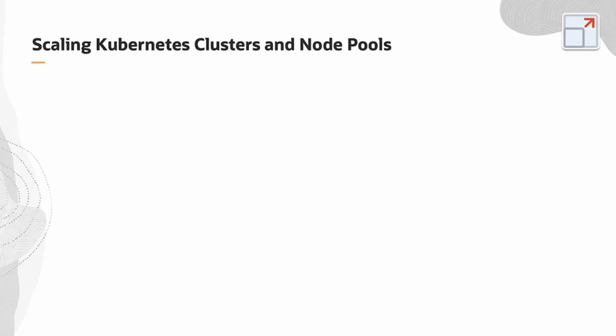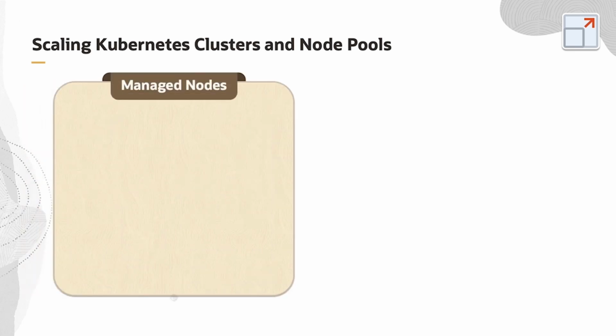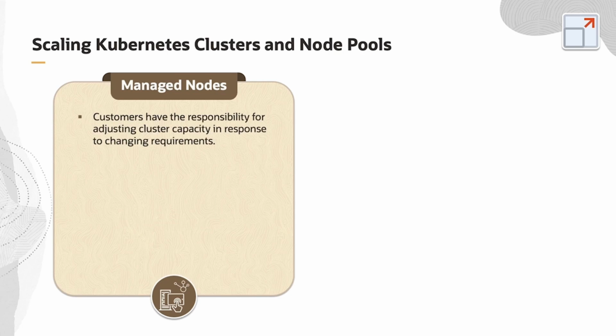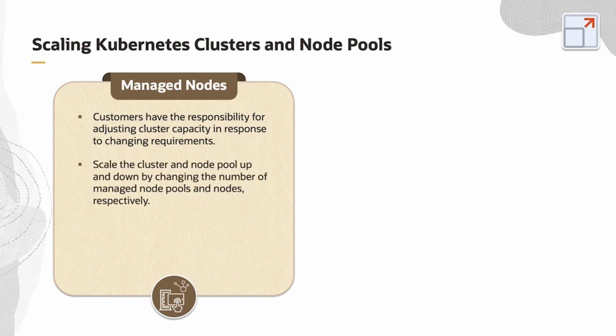Next up is scaling Kubernetes clusters and node pools. When it comes to managed nodes, customers have the responsibility for adjusting cluster capacity in response to changing requirements. They can scale the cluster and node pool up and down by changing the number of managed node pools and nodes respectively. They also have an option to enable auto-scaling to automatically scale managed node pools and pods.